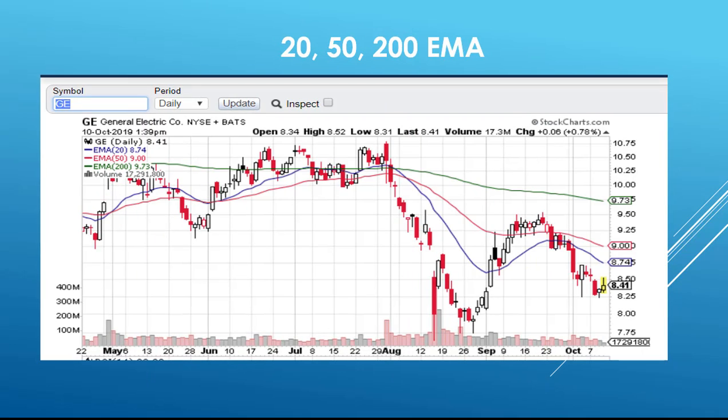So conversely, let's take a look at the 20, 50, and 200-day exponential moving averages. Here we see that we're getting a crossover on about May 3rd. So it's almost a week in advance, a little bit more than a week in advance of our simple moving average signal.